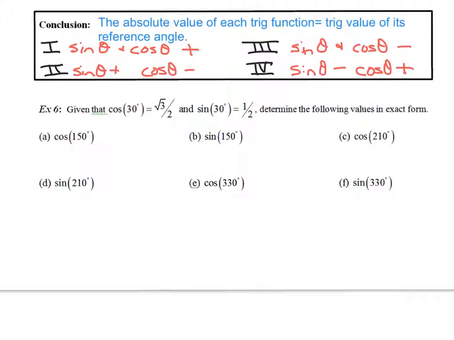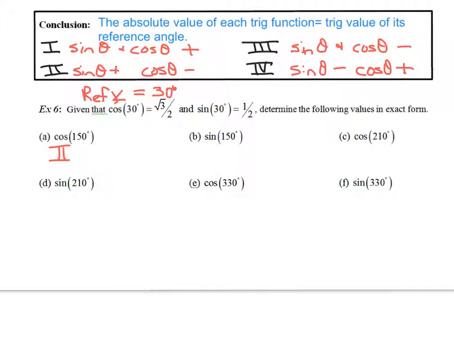We're going to try out these properties where we know the answers for the reference angle. So this time, the reference angle for each of these angles given in this example is going to be 30 degrees. So in the first quadrant, the cosine of 30 is radical 3 over 2. The sine of 30 is 1/2. When I look at part A, cosine of 150 degrees is an angle in the second quadrant.